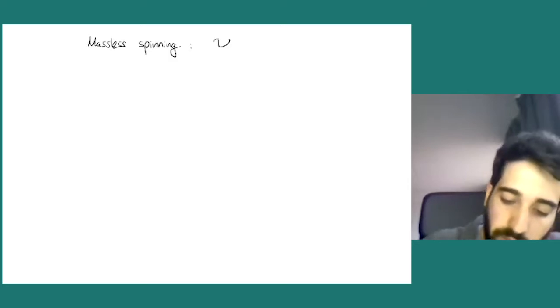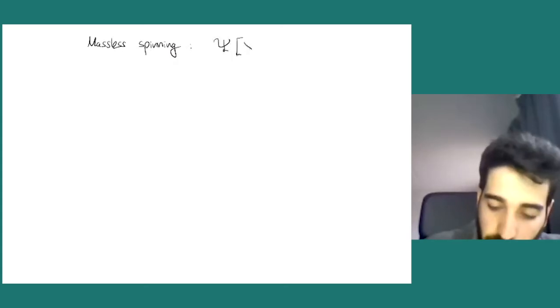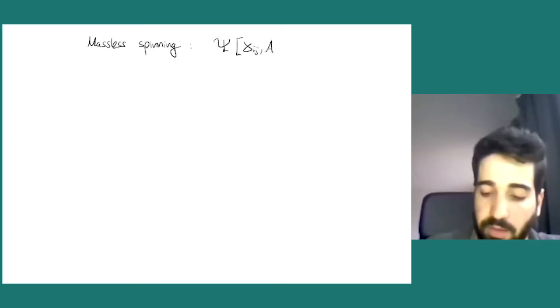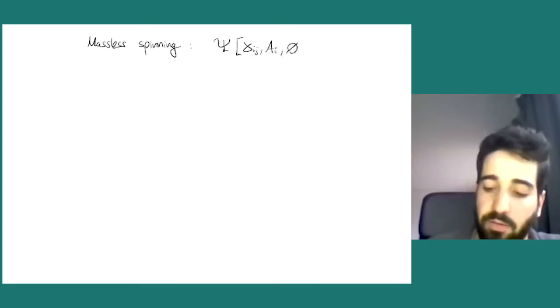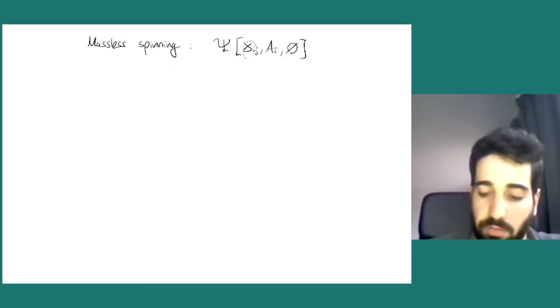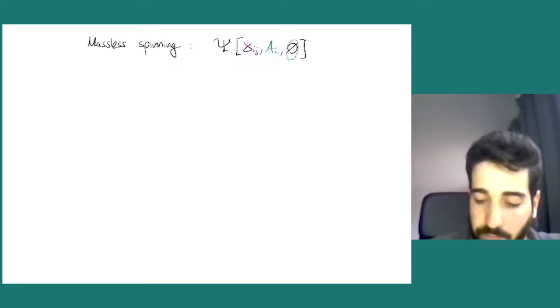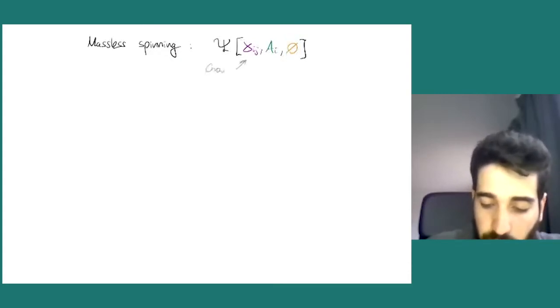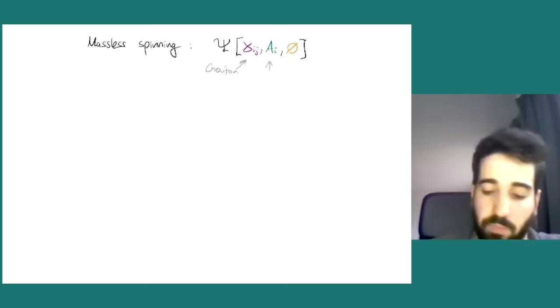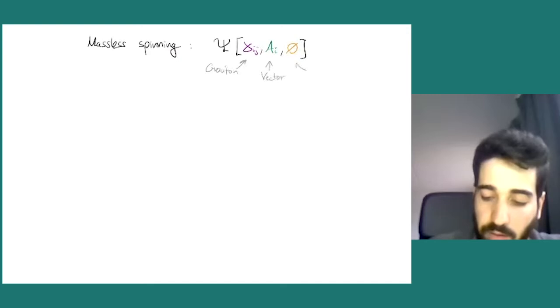So Ward identities. Okay, so now consider that we are studying a theory, a setup in which we have massless spinning fields. So that means that the wave function of the universe is going to depend on these massless spinning fields. For example, I'm going to write here just a graviton, a vector, and a scalar also. The scalar doesn't need to be massless. Let me specify that this is a graviton. This is, for example, a gluon or a photon, a vector. This is a scalar.